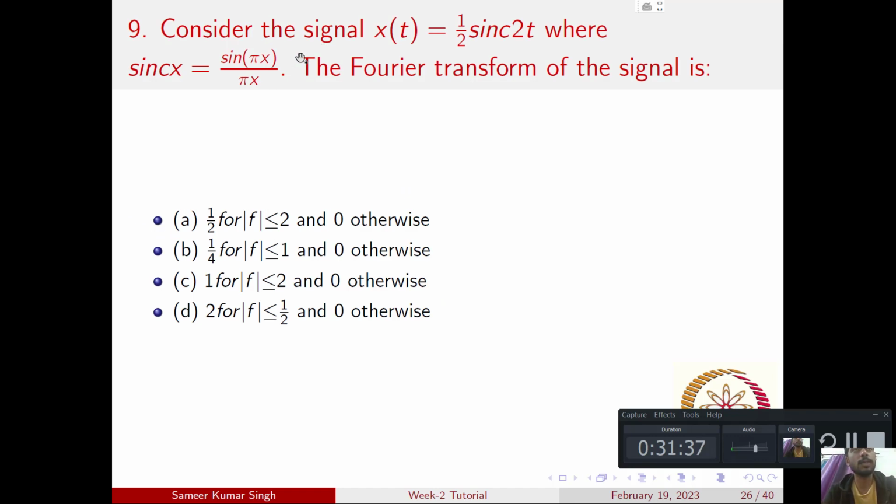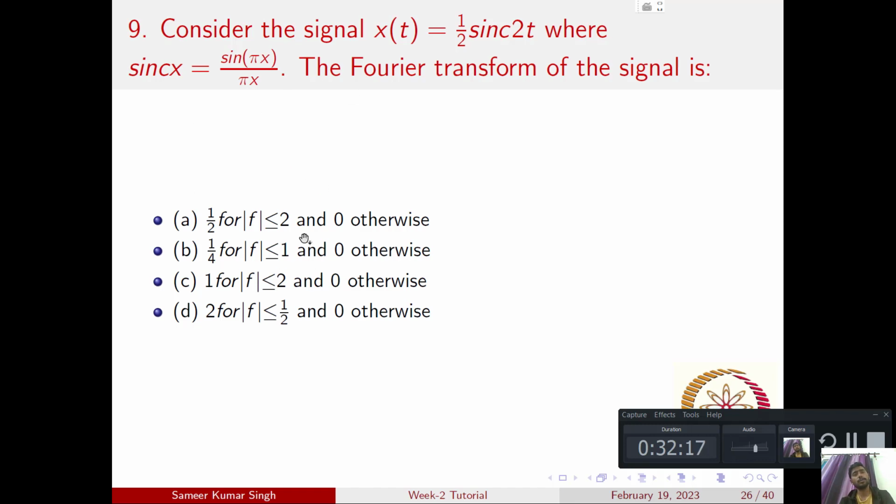Next, we have the next question. Consider a signal x(t) equal to 1 by 2 sinc 2t, where sinc x is equal to sin(pi x) upon pi x. What is the Fourier transform of the signal? We have a sinc function in the time domain, and we have to calculate its Fourier transform. As a hint, a sinc function in the time domain gives a pulse in the frequency domain.